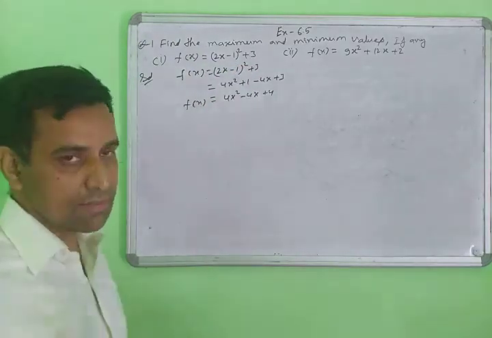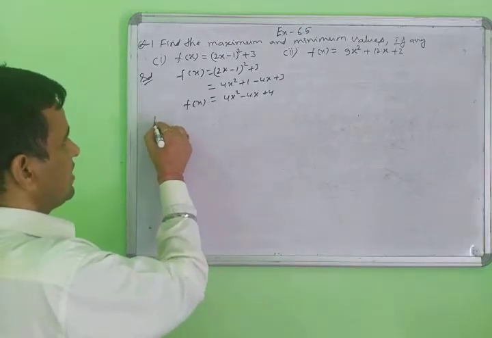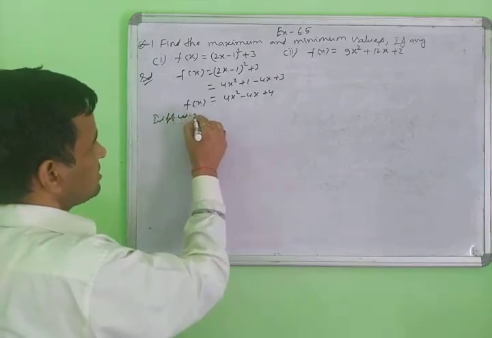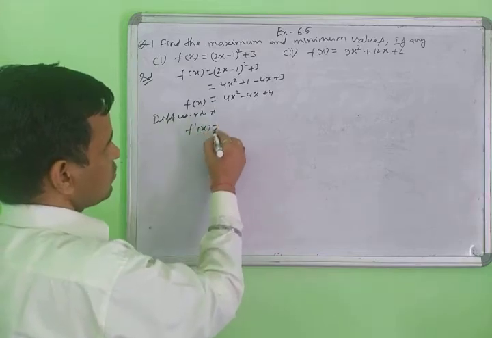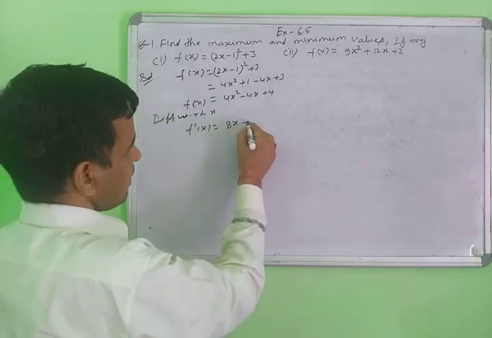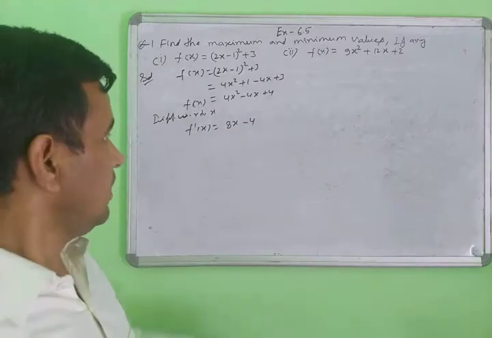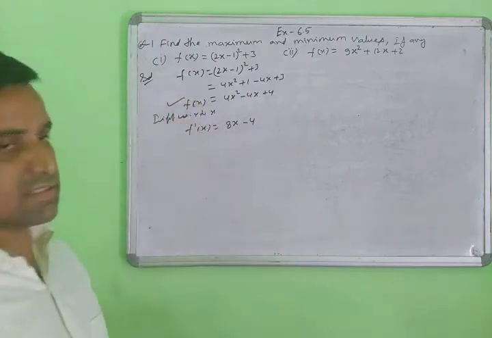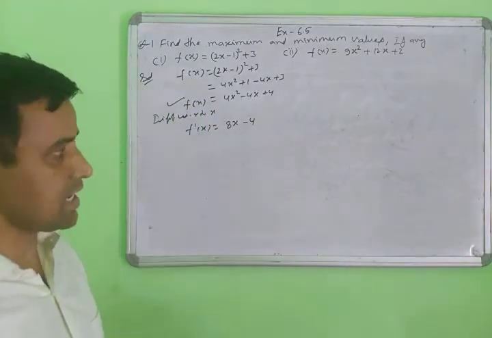Next, first step of the question here, differentiate this with respect to x, means f dash x equals 8x minus 4. This is the value of the differentiation of this function. Next, first step work is complete. After that, start the second step.